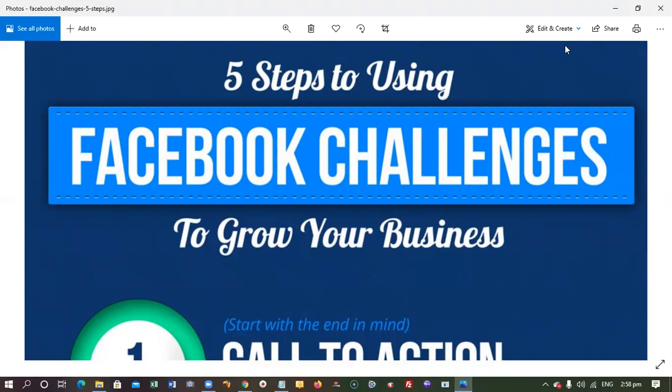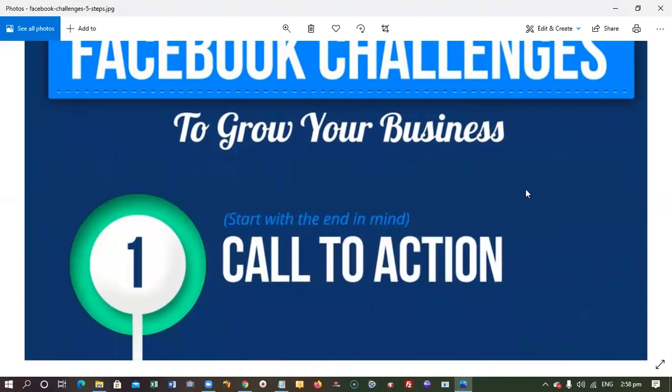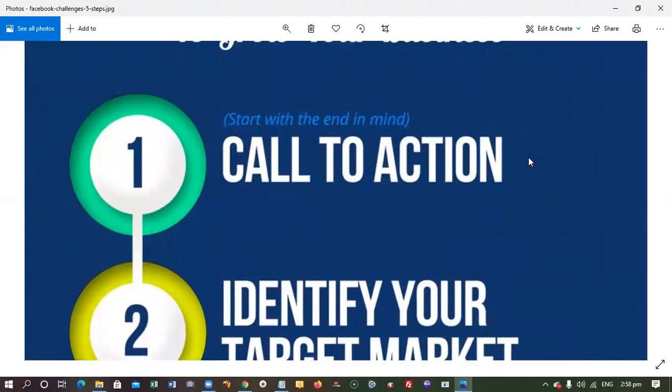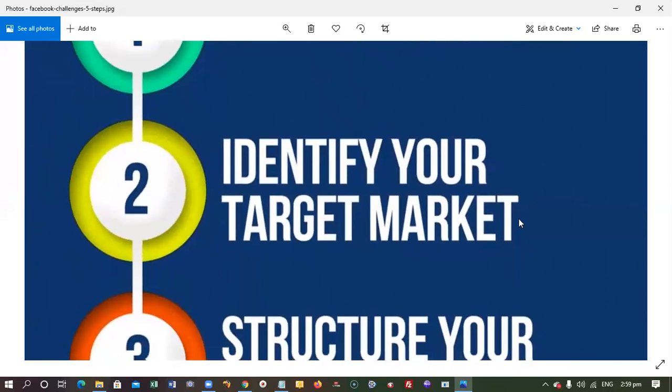So the first step in actually organizing a very robust challenge is your call to action. Step one is your call to action. That is, what do you want people to do? Where do you want to bring them? Where do you want to send them to? After you have your call to action, then you identify, that is the second step, who is your target market.